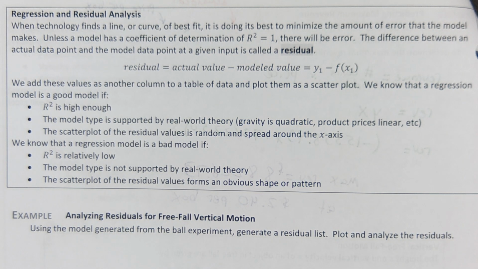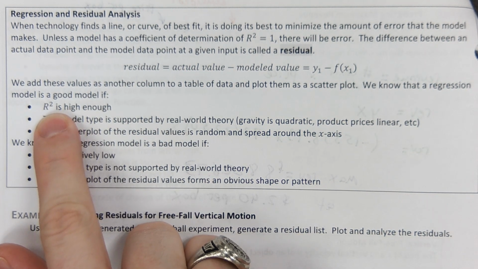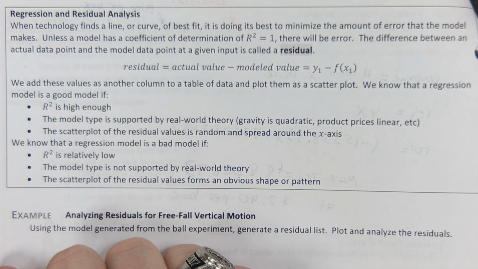That means we now have, technically, 4 ways of telling if a model was a good model or not. Way number 1, the R value, the correlation coefficient. If it's close to 1 or negative 1, that's a good model. Way number 2, square it. If R squared is close to positive 1, that's a good model.